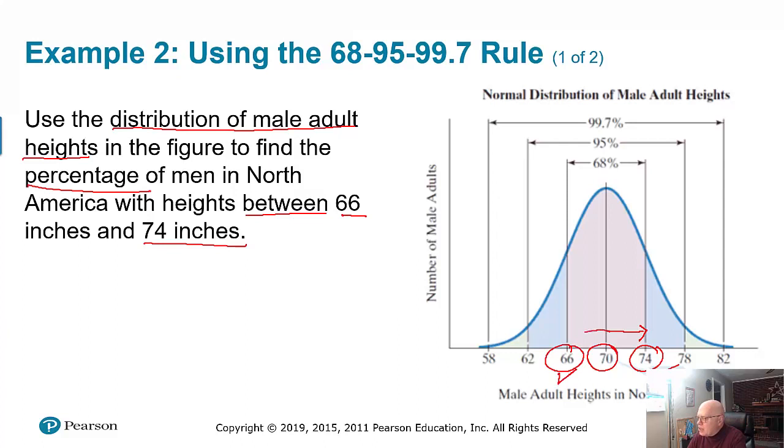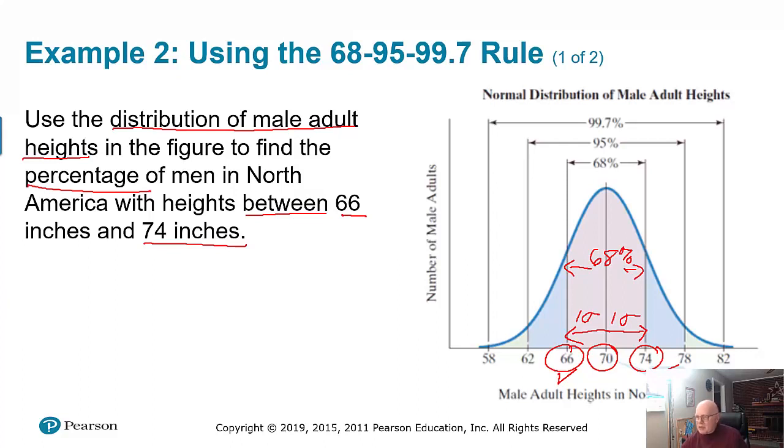Now, what percentage is between those two? Well, those are each 1 standard deviation away, to the right and to the left. And by our 68, 95, 99.7 rule, from here to here should be 68% of the data, or in this case, 68% of the men are between those 2 heights, the lower bound and the higher bound.